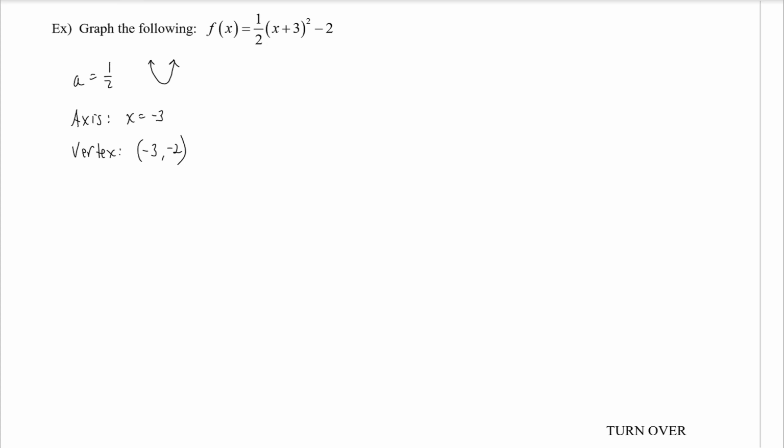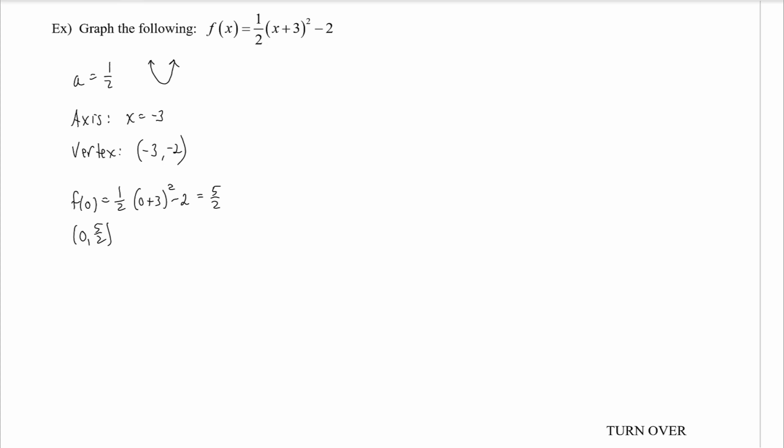The only thing that's not really obvious is the x and y intercepts. So if you're going to leave it in vertex form, you're going to have to do a little bit of work. So if you plug in 0 for x, not that this arithmetic is difficult, but still a little bit of work. You're going to get 9 halves minus 2. So 9 halves is 4.5 minus 2 is 2.5. So you're going to get 5 halves. So we're going to get (0, 5 halves) for the y-intercept.